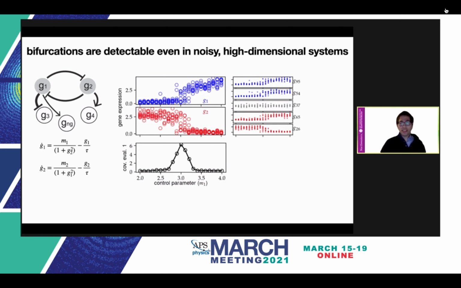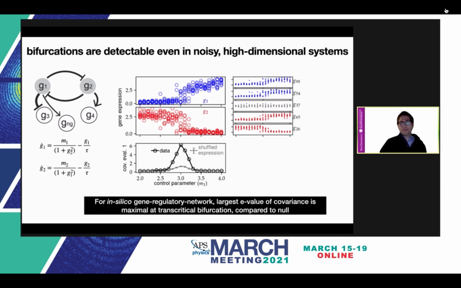And if we measure the covariance eigenvalue as a function of this control parameter, we'll see it very nicely diverges at the same time as the bifurcation. So we have some evidence, and if we're going to compare that, say, what does it diverge against? Well, we can shuffle the data and recompute this eigenvalue and find that, okay, it's much, much more structure than a statistical null. So from some in silico gene regulatory network, we can easily find the bifurcation.